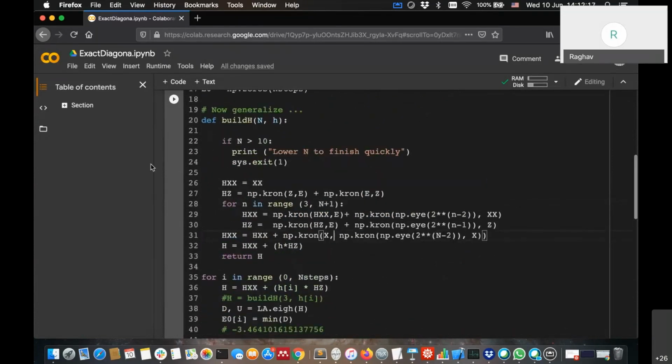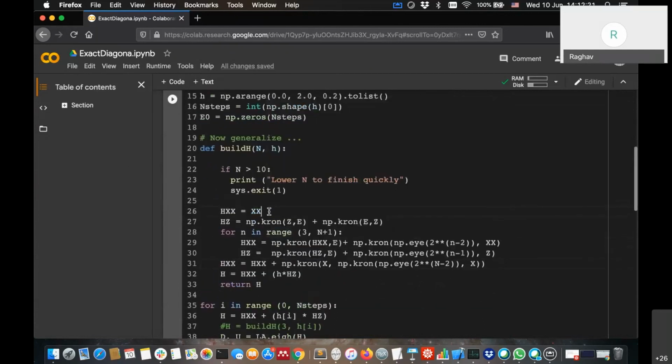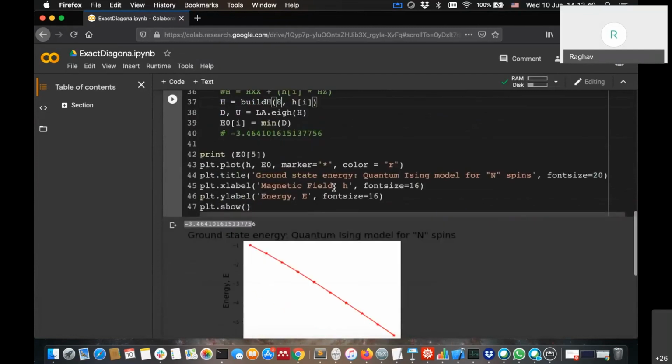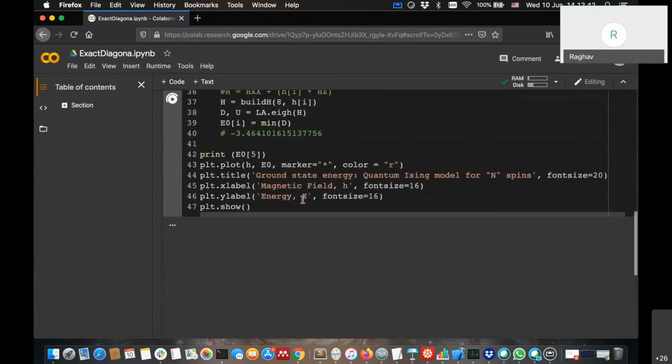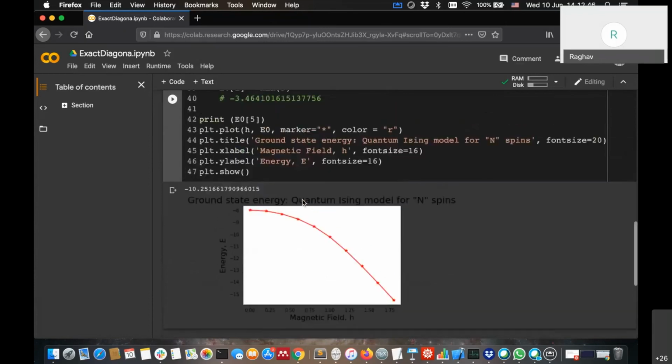This notebook will be available after the lecture, so you can go back and work on this. I'll put it in the Dropbox folder. But the basic idea is that this works for any general n. So now let's try to run this for, say, an 8 spin Ising model for different values of the magnetic field. So I do this, and this is what I get. This is for 8 spins.